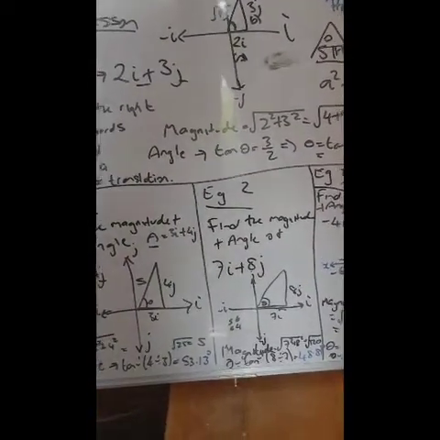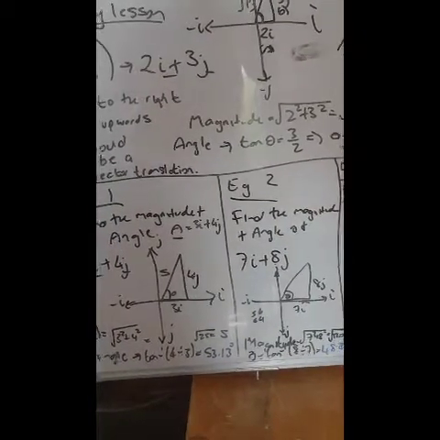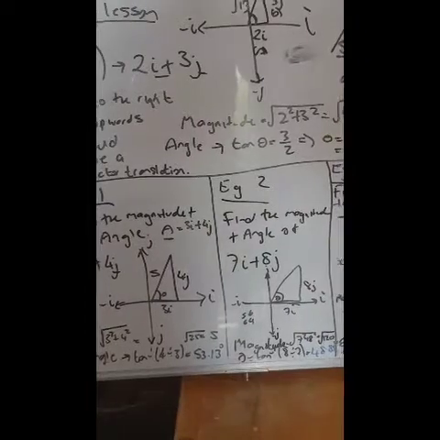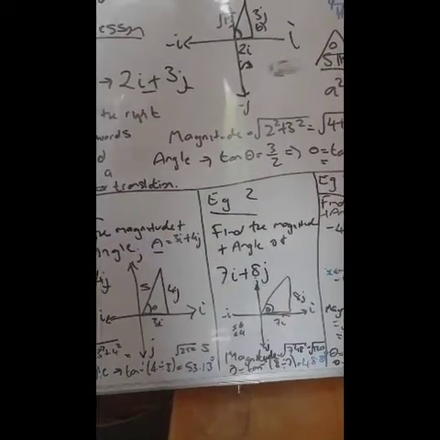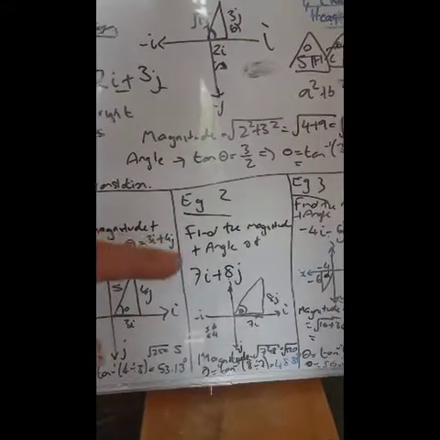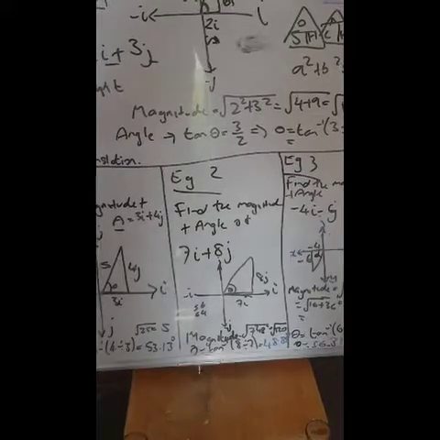Oh no, sorry, not 120. I've made a mistake there. It should be 49 plus 64. I can't do it on the spot actually, but I'll put the correct answer in the description below. So ignore that. Sorry, that was a mistake.